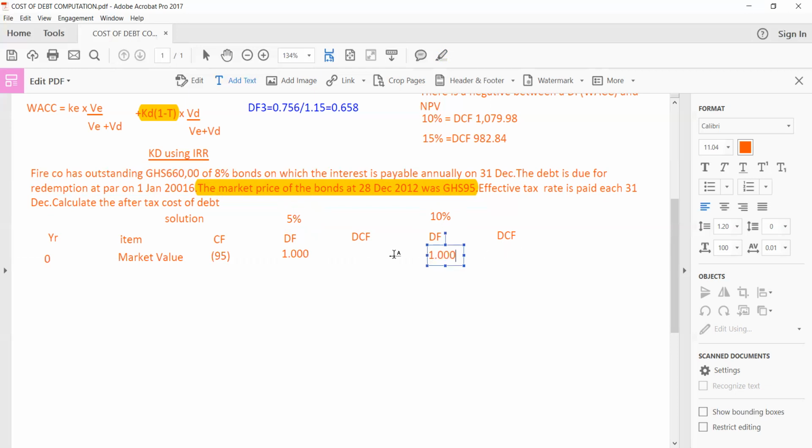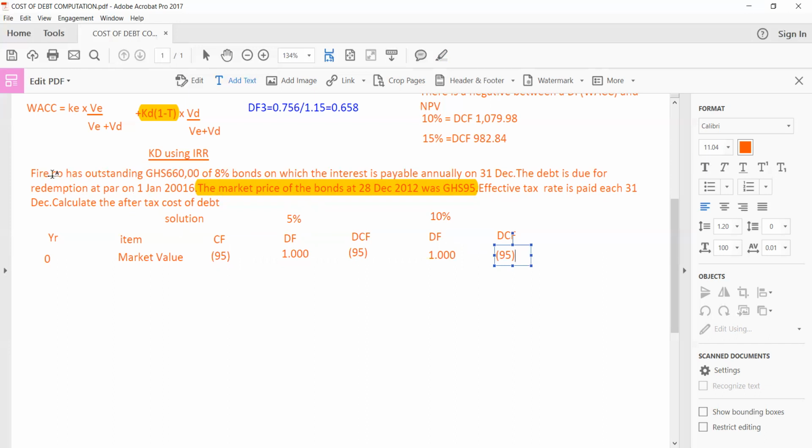Three decimal places, right? So over here, 1 times 1, this 1 here times 95 will give us a discounted cash flow here of 95. Then move on to the next bit. The same discount factor here of 1 for the 10% will also give us what? 95. Then we move on to the next bit where we are going to look at computing the interest.